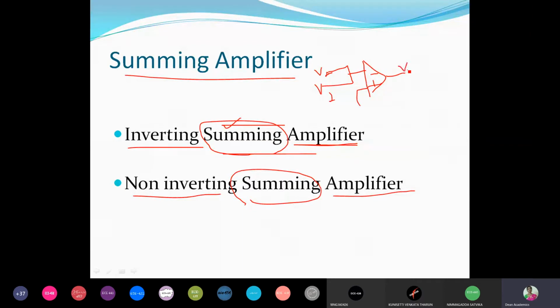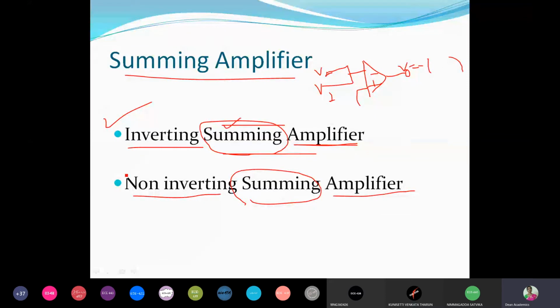So at the output, what do we get? The sum of all the inputs, but with a minus sign, right? It may be one or two inputs, or it may be three inputs, like that. So this is the meaning for the heading inverting summing amplifier. It is a summing amplifier which performs addition, right?